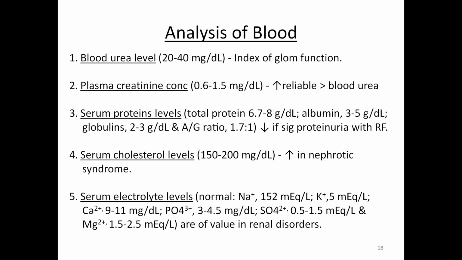So sodium is generally 152 milliequivalent per liter, potassium 5 milliequivalent per liter, calcium 9 to 11 milligram per deciliter, then phosphate 3 to 4 milligram per deciliter, and so on and so forth. All these values are given, and these are altered in renal disorders. For example, in a case of chronic renal failure, there is mostly high potassium and phosphate, but the sodium and calcium levels are decreased from their normal ranges.